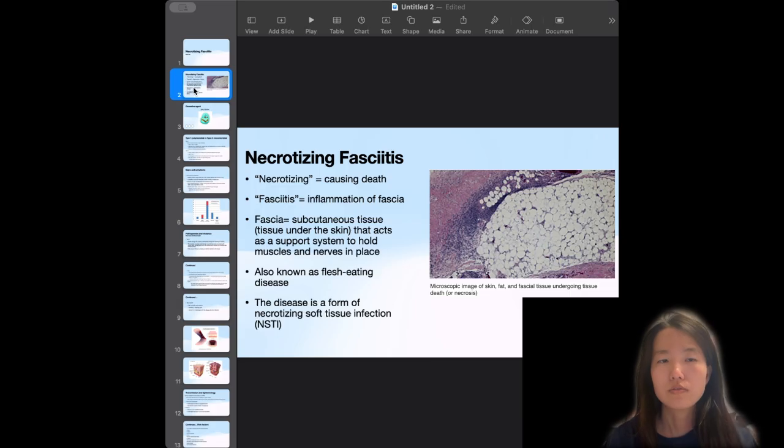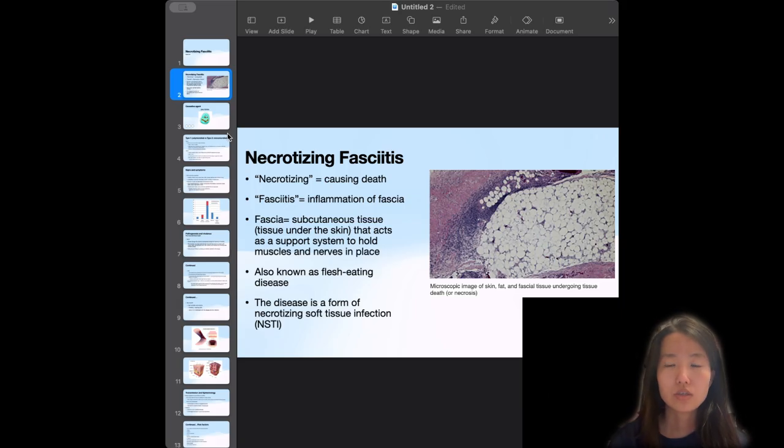So, first off, to break down the name, necrotizing means causing death, and fasciitis means inflammation of the fascia. The fascia is the subcutaneous tissue, or the tissue underneath the skin that acts to support the muscles and nerves in the body and to keep it in place. So necrotizing fasciitis infects those areas of the body.